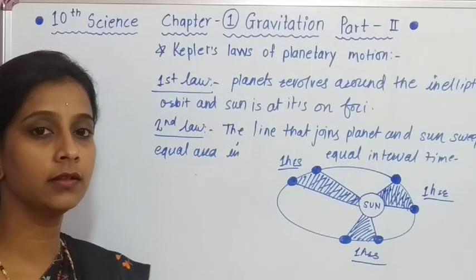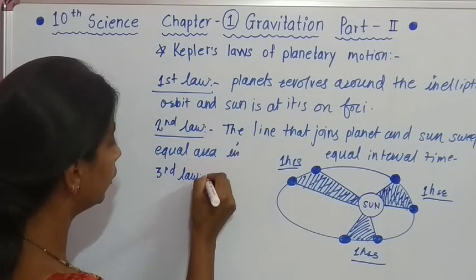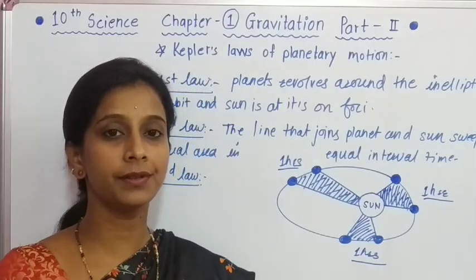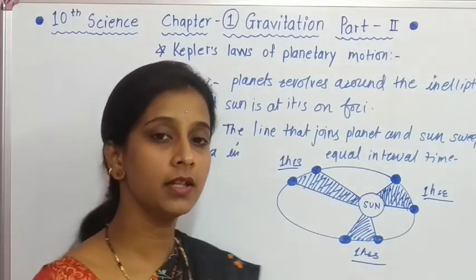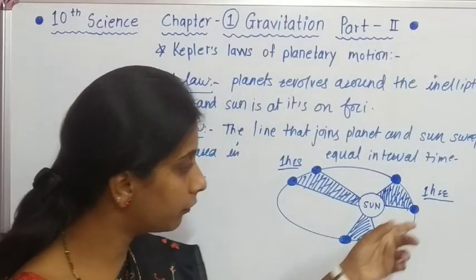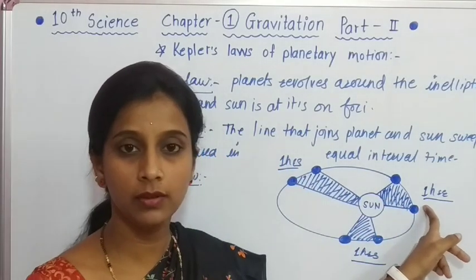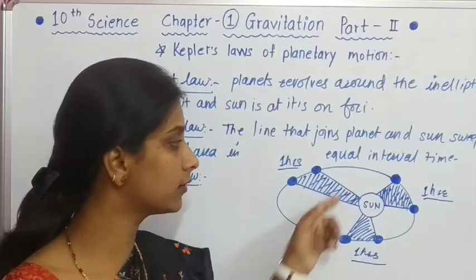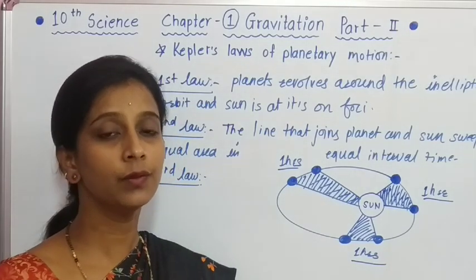Now come to the third law of Kepler's planetary motion. According to the third law, every planet completes its revolution around the sun in a specific time period. Suppose this is the starting point of this planet, and when it moves around the sun and comes back to this point, it completes one revolution. It takes a specific time to complete one revolution.